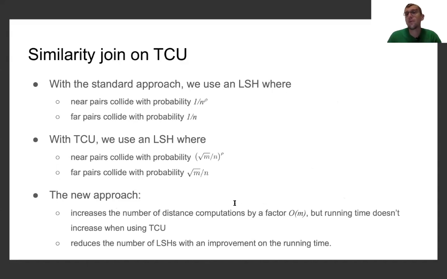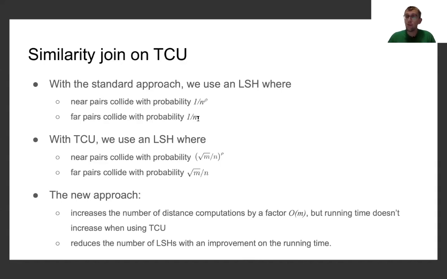Without tensor cores, if we use the standard approach, we have to use an LSH where near pairs collide with probability at least 1 over n to the rho, where rho is a parameter given by the LSH. On the other hand, we need far points to collide with probability 1 over n, and we need this term here to be very small in order not to have a lot of distance computations between far points.